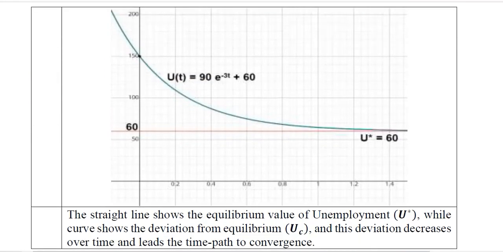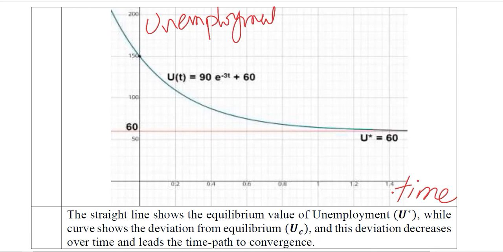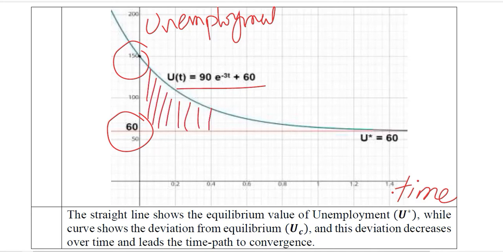As you can see, time is on the x-axis since it is dynamic analysis, and unemployment is on the y-axis. So the equilibrium level of unemployment was 60, and the initial level of unemployment was 150 units, and as you saw, the value of deviation was decreasing in its positive value, so it was converging towards the equilibrium, and it is now visible from the diagram as well.